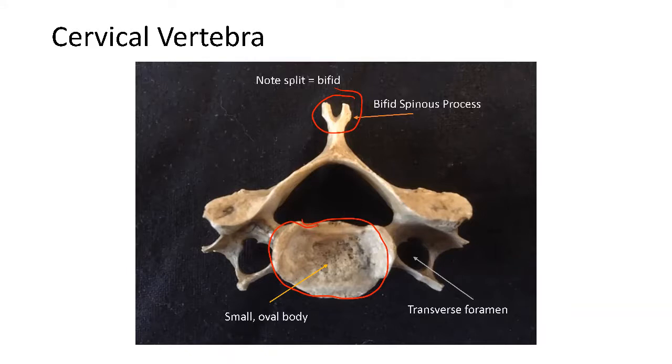The body is only about 1/3 of the total mass of the bone. But the key element to the cervical region are these circles, these openings here in the transverse process. They are the transverse foramen. They are for the vertebral artery to go up into the brain for the brain stem. That is the key element to any cervical vertebra, those transverse foramen. So keep those in mind.